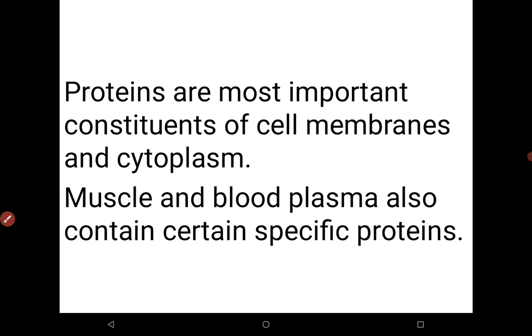Proteins are the most important constituents of the cell membrane and cytoplasm. You find them in almost all the cells. The muscle cells contain proteins such as actin and myosin. Also, blood plasma contains specific proteins such as albumin, which are used for transferring certain things in the blood. So in the blood plasma you expect to find these proteins.